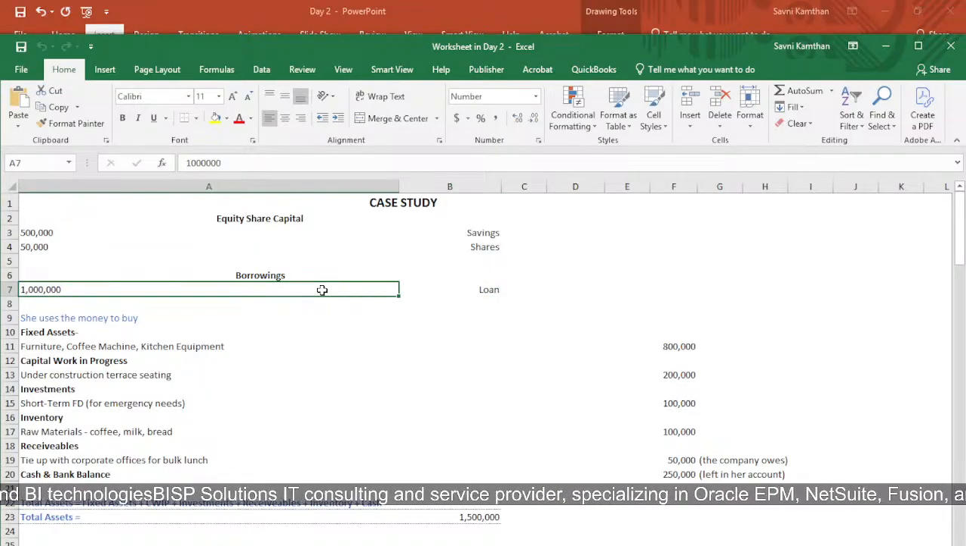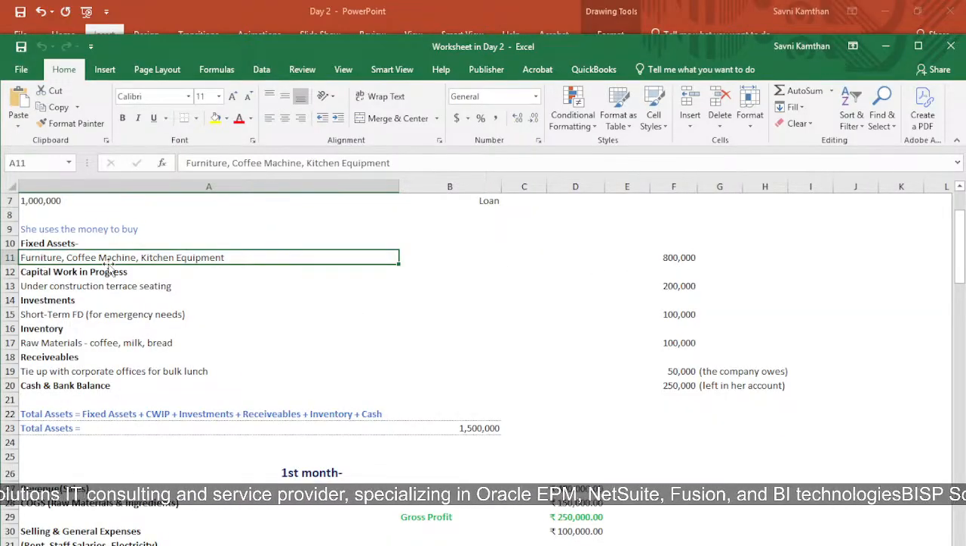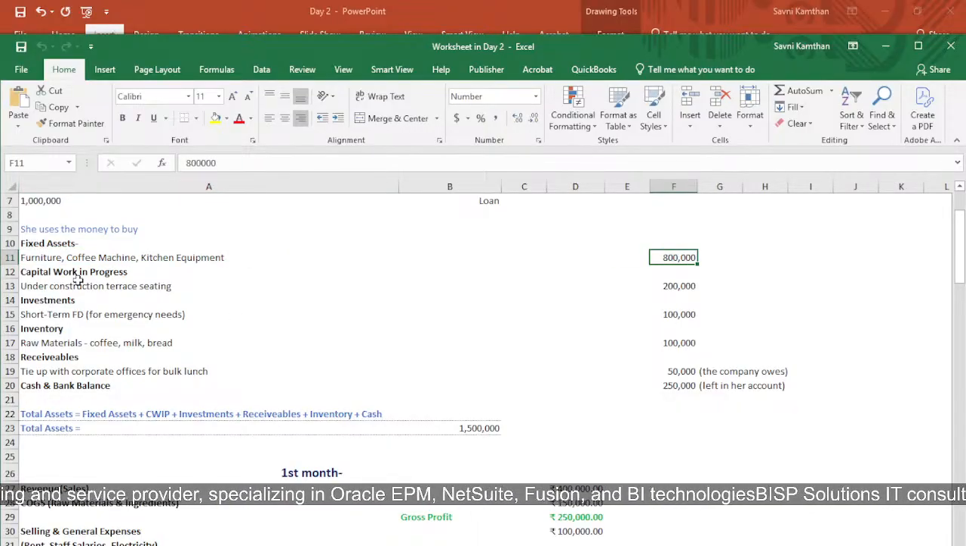She has also taken a loan from the bank of 10 lakh rupees. Now she uses this money to buy fixed assets, where she will be purchasing furniture, coffee machine, kitchen equipment of 8 lakh rupees, and a capital work in progress, where an under construction terrace seating is there, which will cost around 2 lakh rupees.